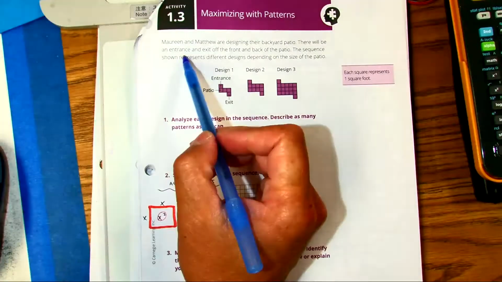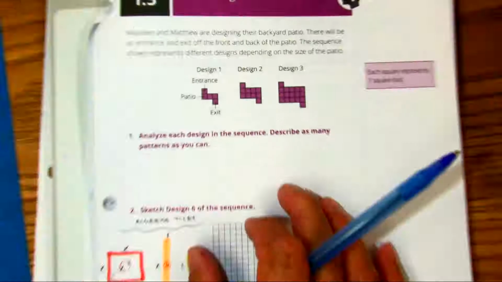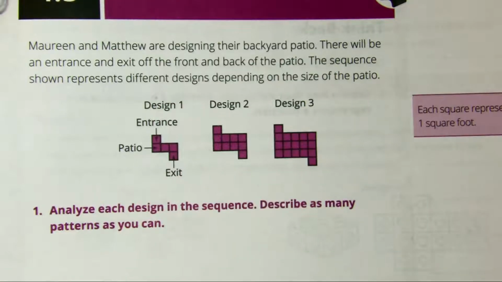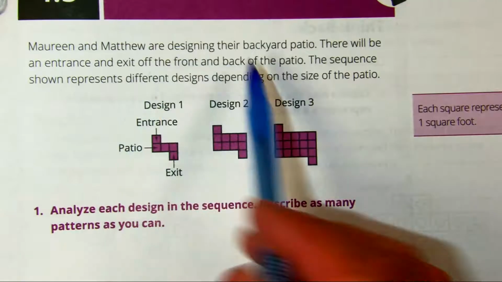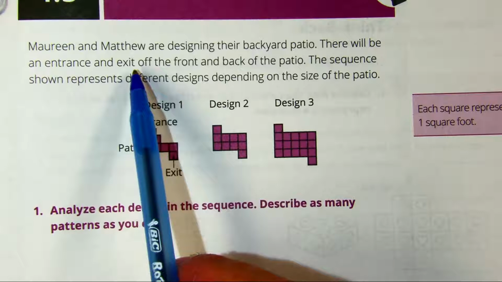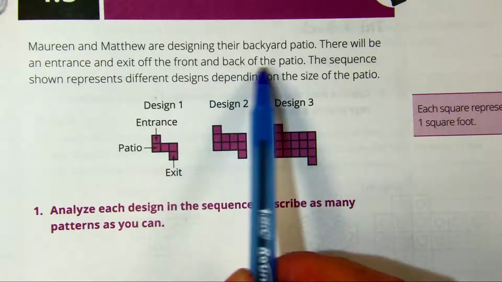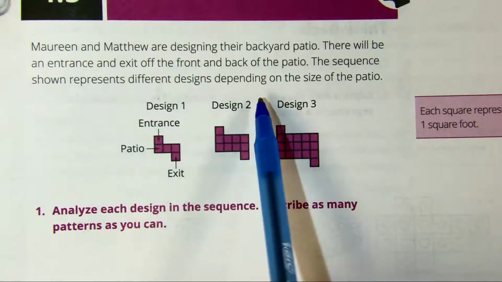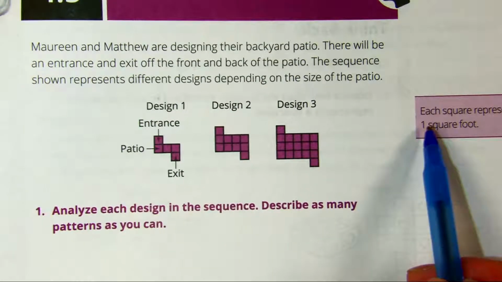Maureen and Matthew are designing their backyard patio. I need to remodel mine or design mine. There will be an entrance and exit off the front and back of the patio. The sequence shown represents different designs depending on the size of the patio. Each square represents 1 square foot.